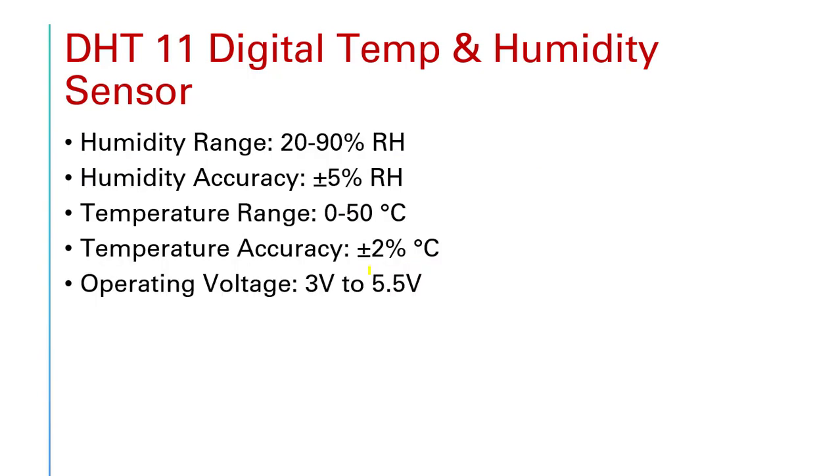The normal range of relative humidity is 20 to 90 RH, measured in RH, and the accuracy is plus or minus 5%. The normal temperature range that the DHT11 supports is 0 to 50 degrees centigrade, and the accuracy is plus or minus 2% per degree centigrade as well. The operating voltage range is 3 volt to 5.5 volt. So this is about the DHT11 temperature and humidity sensor.